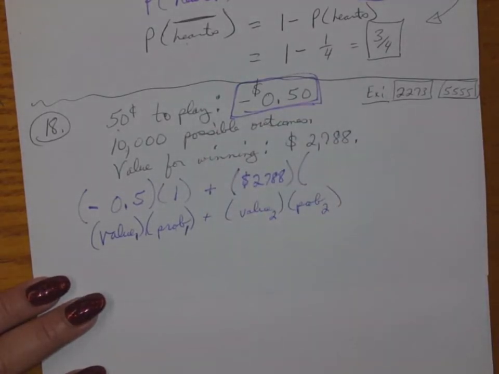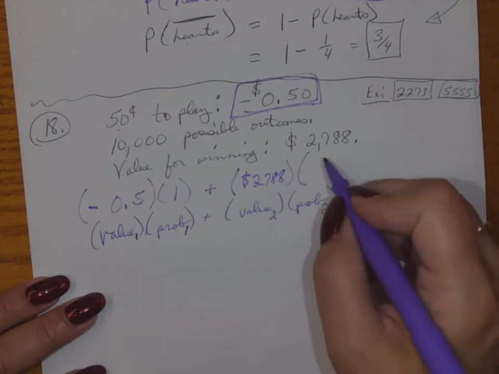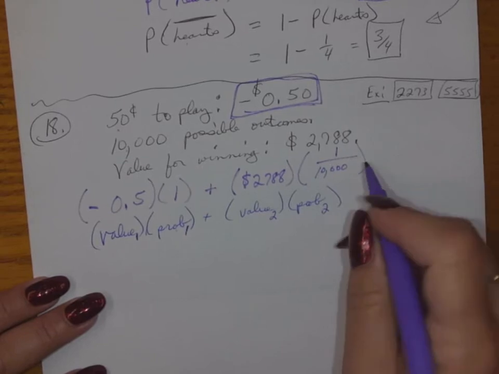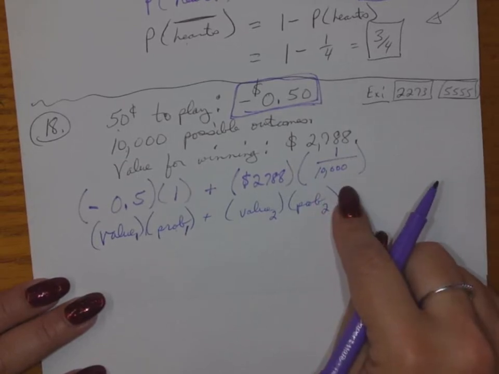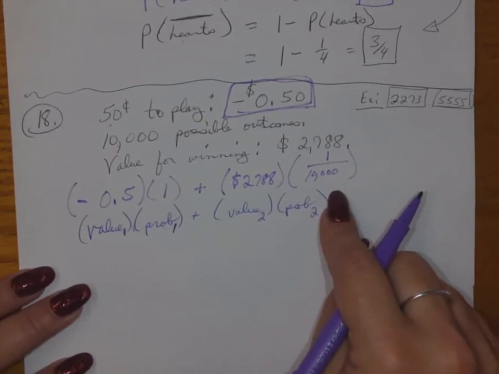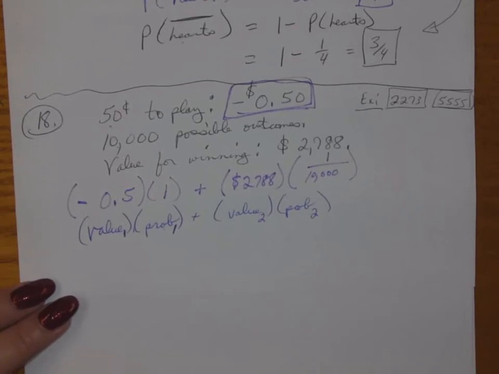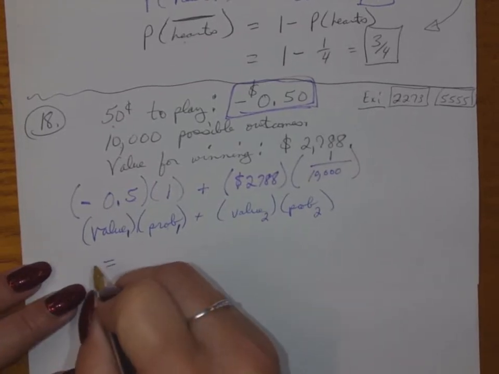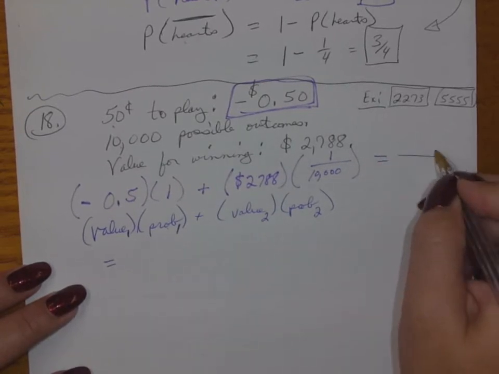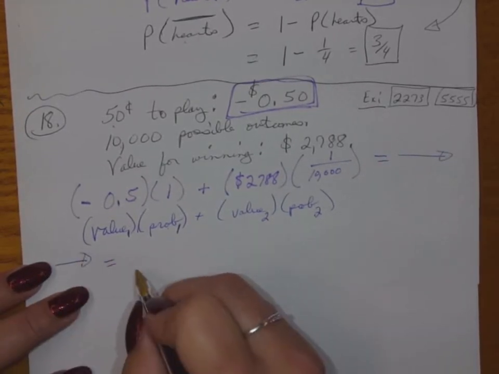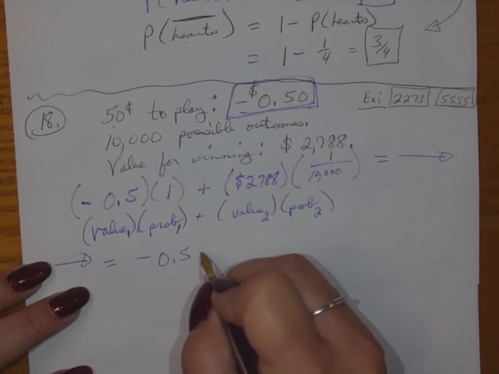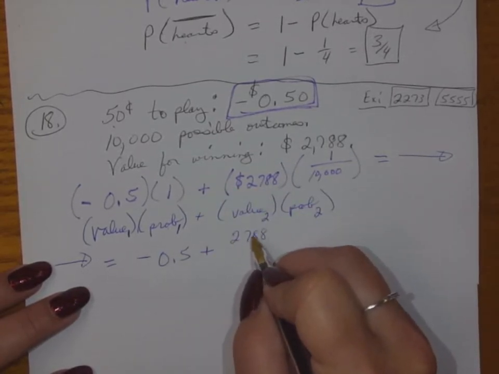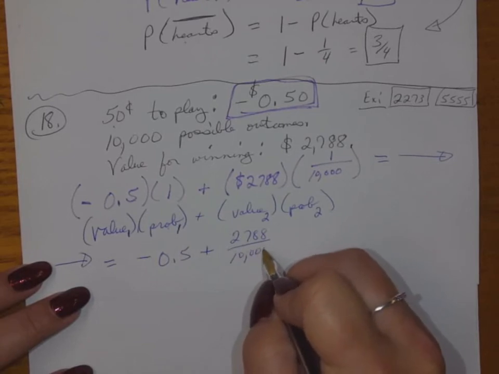Okay. But if I win, then it's this much times 1 out of 10,000, because the probability that I'll win is a 1 in 10,000 probability, or chance, some people will say. Okay. All right, so what does that mean? I'm out of space there, so I'm coming down here. Negative 0.5 plus, you can put this on top, 2788 over 10,000.